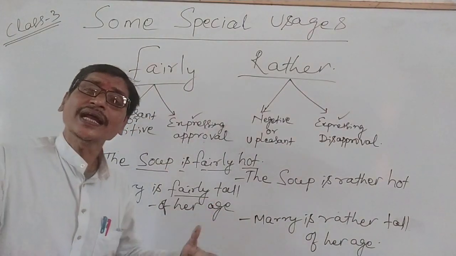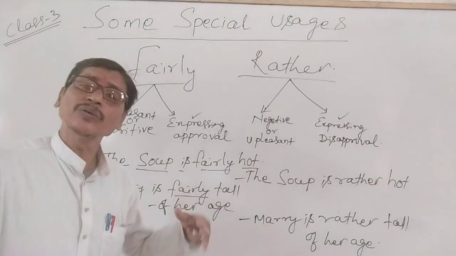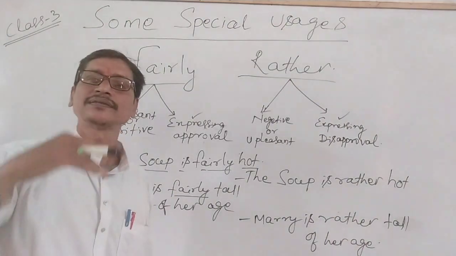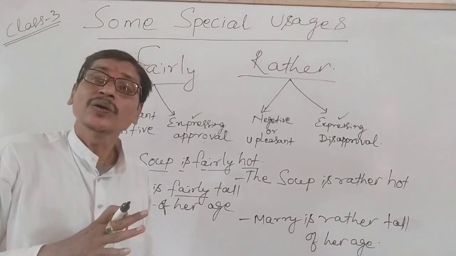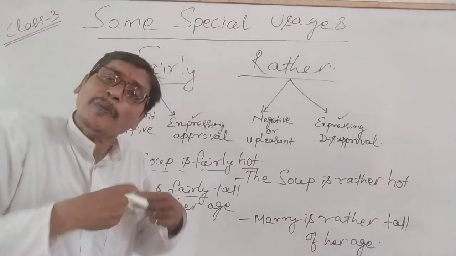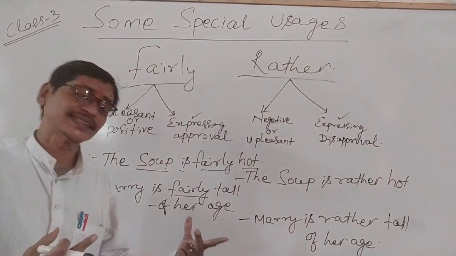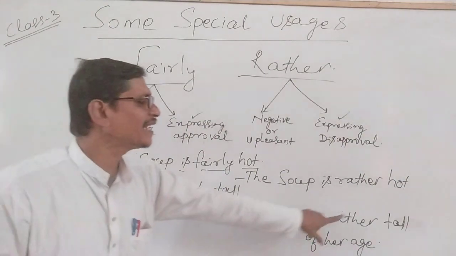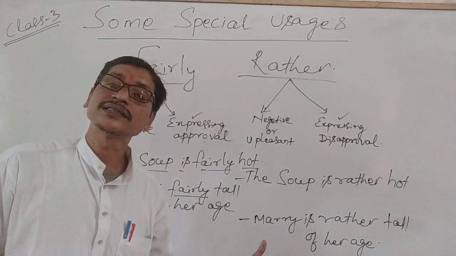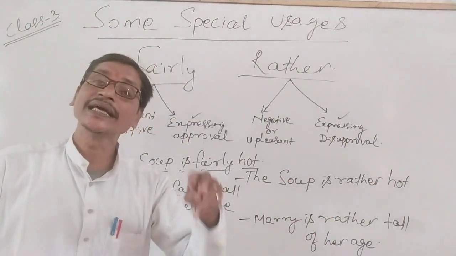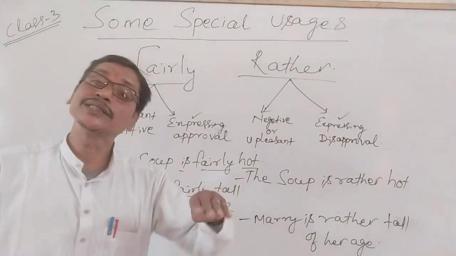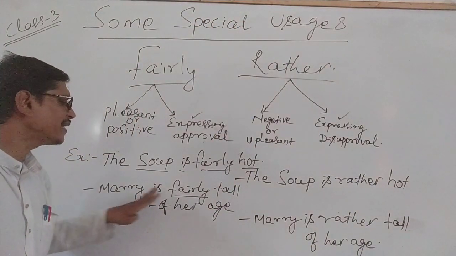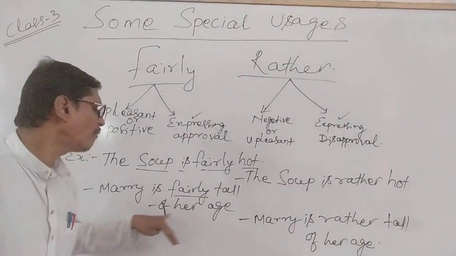Suppose, on the other hand, we found that Mary, a 10-year-old girl, is 6 feet tall. Then in that case, we don't approve that; we disapprove that. Therefore, in that case, we can use "rather." Instead, see, "Mary is rather tall for her age." What is her age? In accordance with that age, she is much taller.